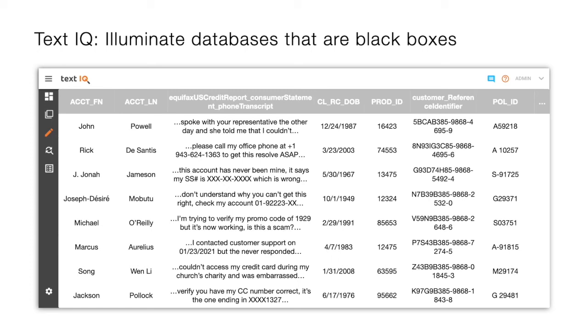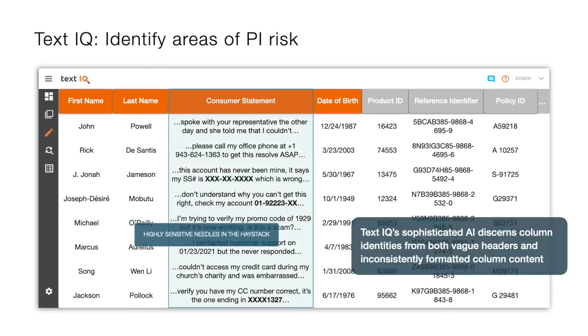But what our AI is doing is looking at a combination of clues in the header and the contents itself to identify and correctly categorize the fields within this table. And for fields such as consumer statement fields, it's actually able to treat each cell like an unstructured document and find certain sensitive information within each cell, even if not every row contains sensitive information.